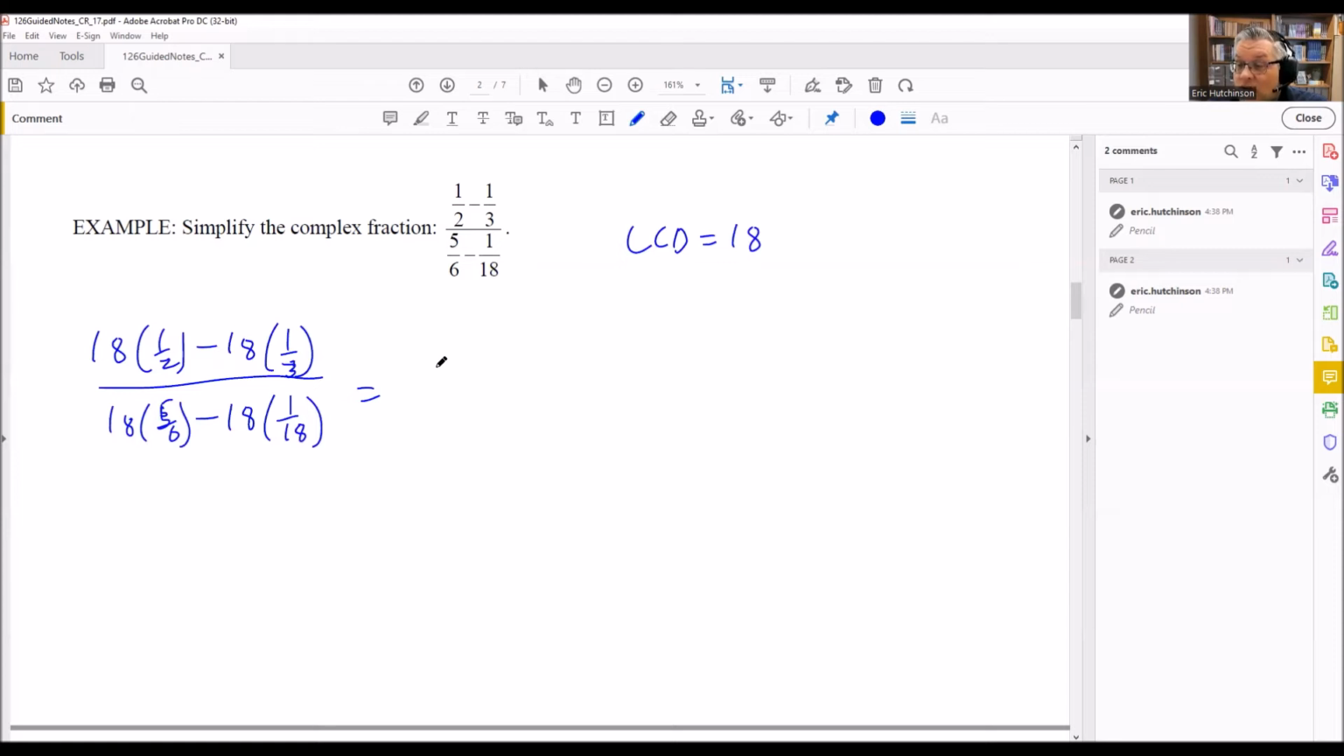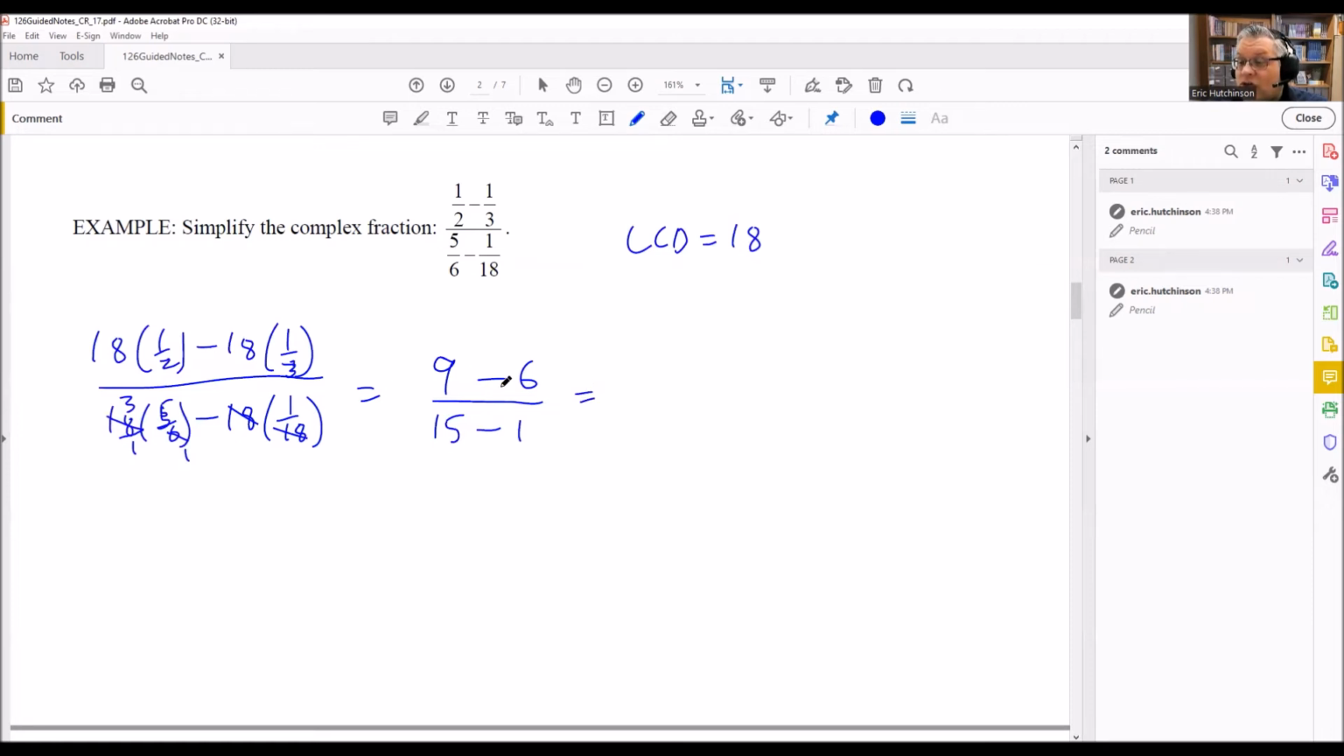18 divided by 2 is 9. This one, 18 divided by 3, is 6. On the bottom, 18 over 6. So for this, I can do cross-reducing here. 18 divided by 6 is 3, and 6 divided by 6 is 1, which means I would just get 3 times 5, or 15 for that one. Then here, the 18s would cancel out, and I would just get a 1 left over. So in that one step, I've gotten rid of all the fractions.